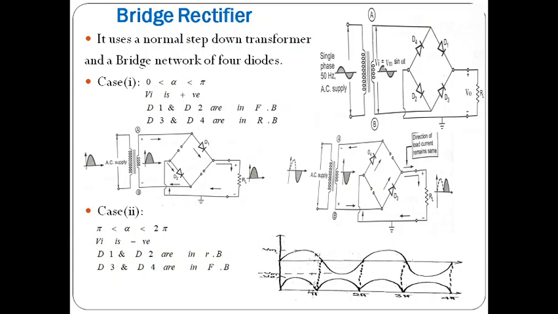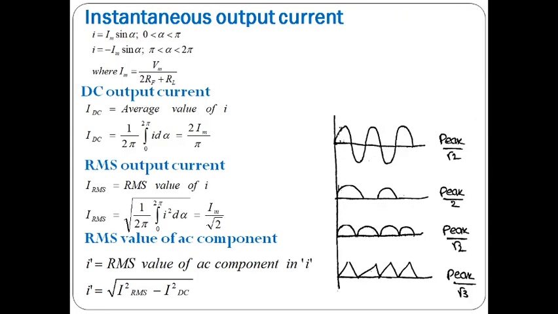Due to these two reasons, we are getting full wave rectification. Clear? Now we will analyze the parameters of the bridge rectifier. All of them are similar to our previous center-tapped full wave rectifier. The instantaneous output current is also similar to our center-tapped full wave rectifier. So I equals Im sin alpha in the time period of 0 to π, and I equals minus Im sin alpha from π to 2π.